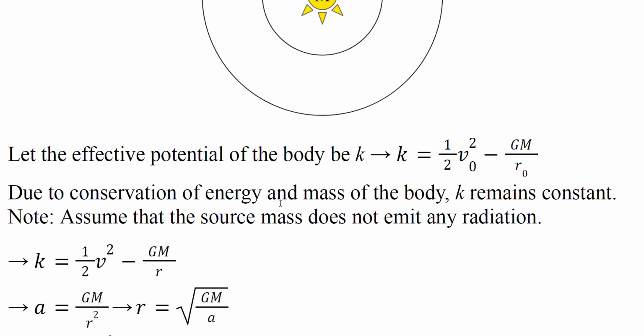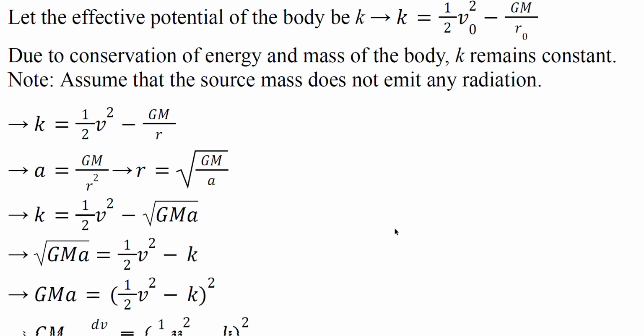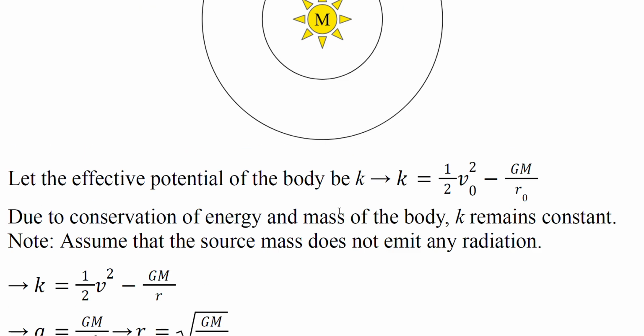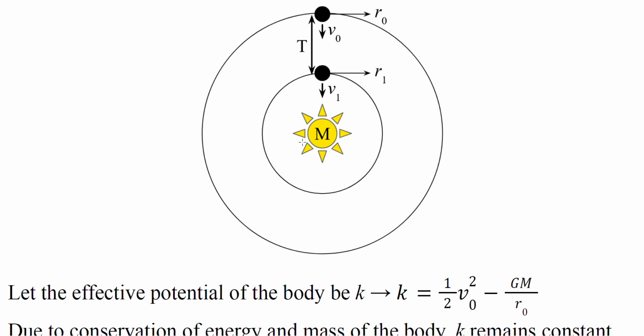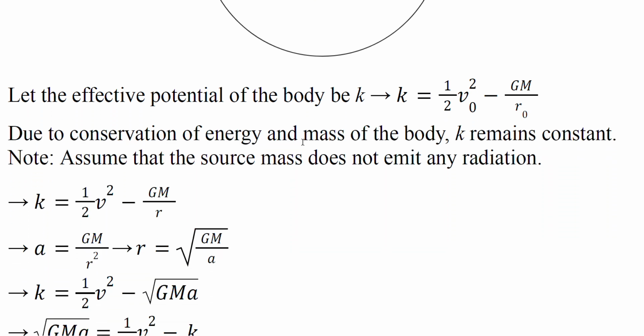So due to the conservation of energy and the mass of the body, the ratio will always be a constant also. But this is provided that the source mass does not emit any radiation, which could melt or alter the mass of the body. So make sure that if there is any radiation emanated, it should not be altering the mass.